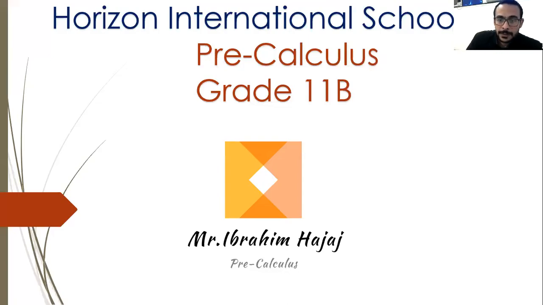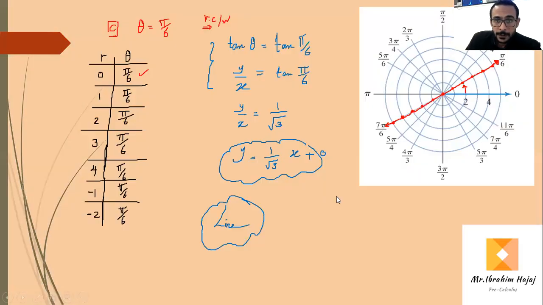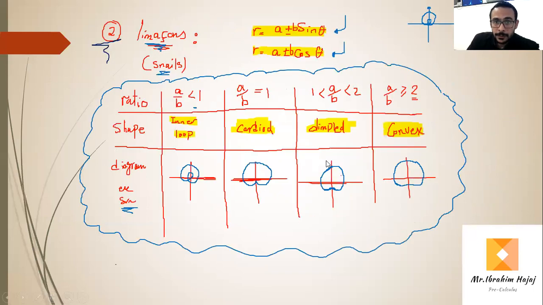We're going to complete what we started in the fourth period. We studied the limaçon curves, or snails, and we said that we have the standard shape of this polar equation. Limaçon equations are r equals a plus or minus b sine theta, or r equals a plus or minus b cosine theta.